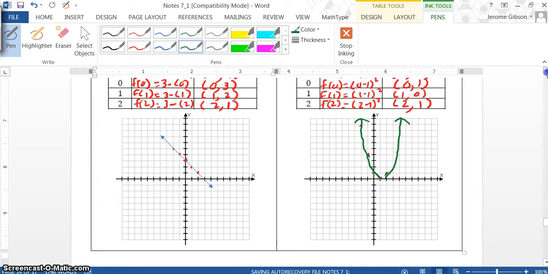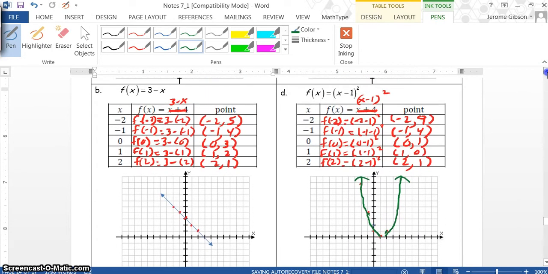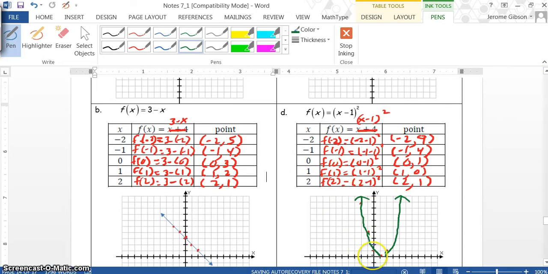Now, with this parabola here, I have to stress this. There were certain parts of this we had stopped at 2, 1, which was about here. And then what I've noticed is since this is a parabola, I could guess that it's going to be similar to the other side here.